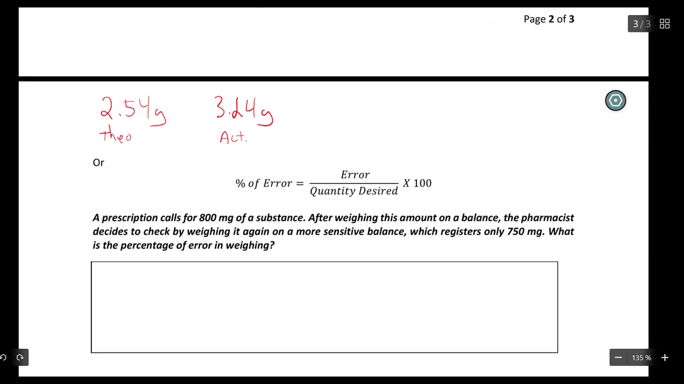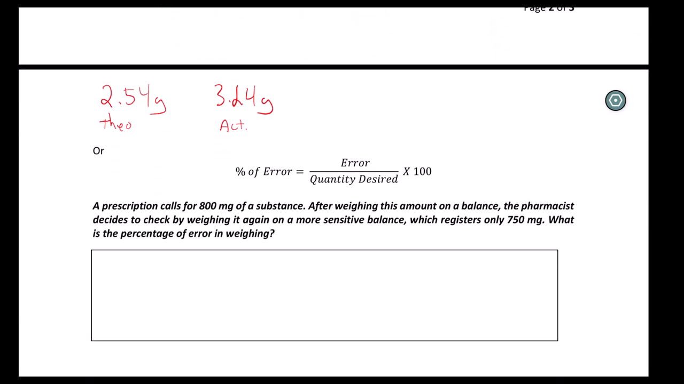Let's take an example. Let's say a prescription calls for 800 milligrams of a substance, so you have to weigh out 800 milligrams on a balance. After you weighed it, somebody else decided to check how much you actually weighed, and they had a more precise balance. That balance said it was actually 750 milligrams that you weighed, not 800 milligrams. So the question is, what is the percent error in weighing?